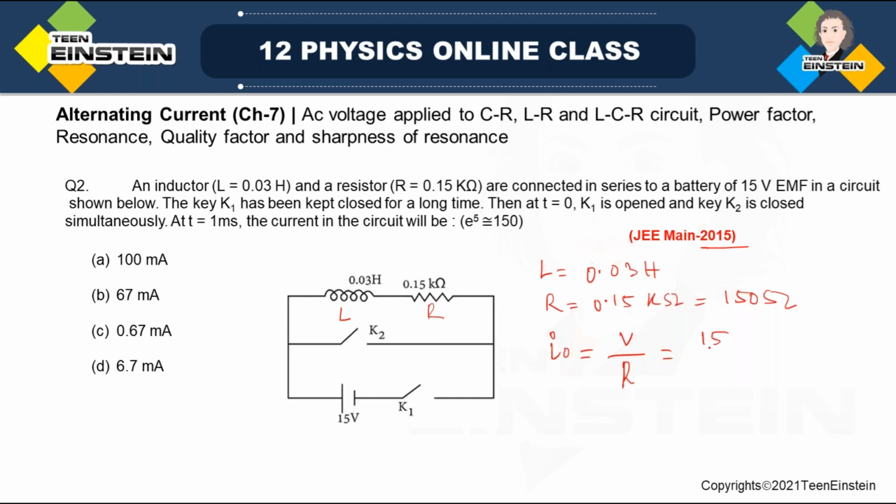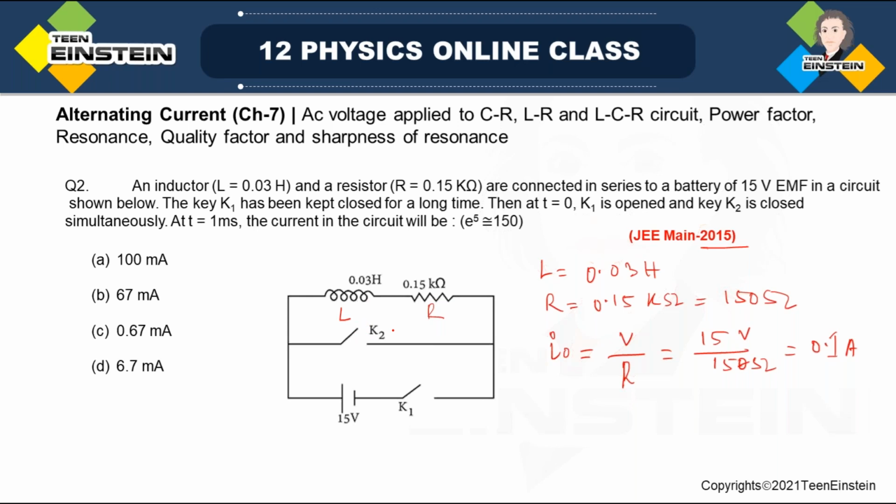this L will not provide any obstruction or resistance. So the current will actually be, voltage is 15 volt and resistance 0.15 kilo ohm, meaning 150 ohm. So you can see this is 0.1 ampere. This is the current that was there in the circuit initially.